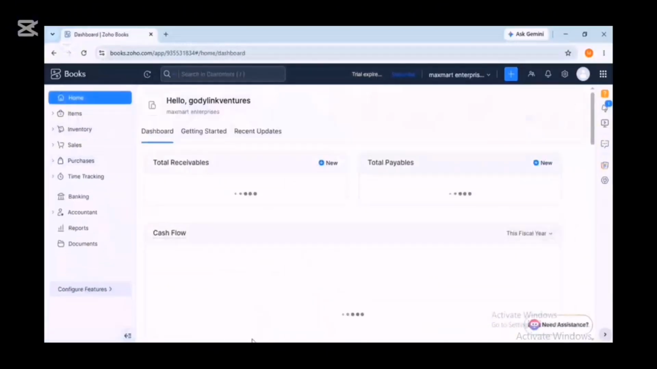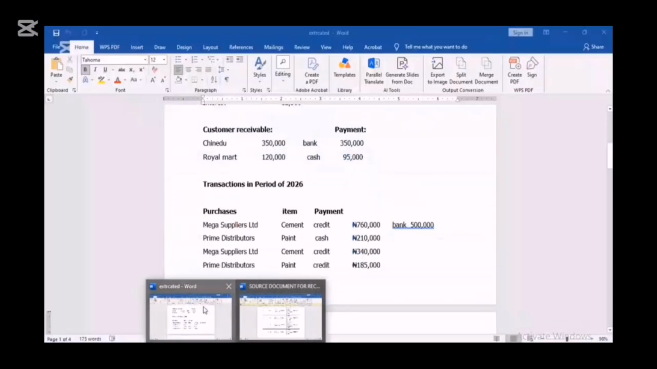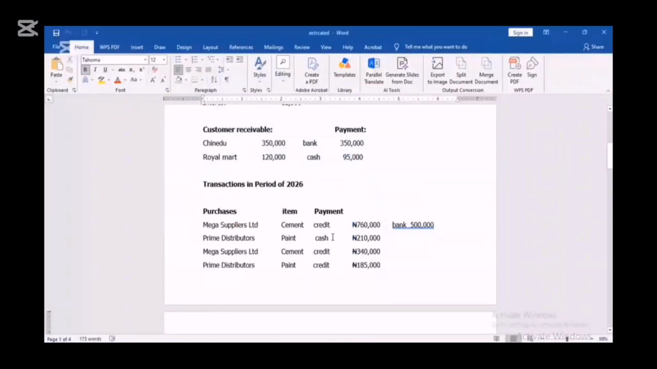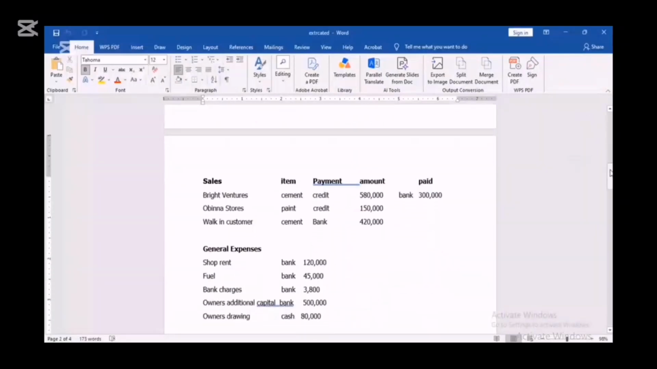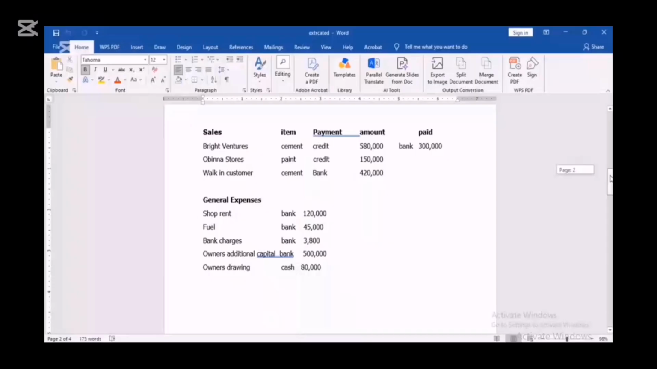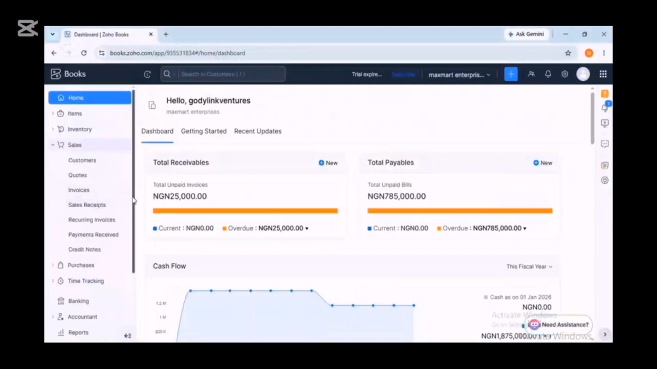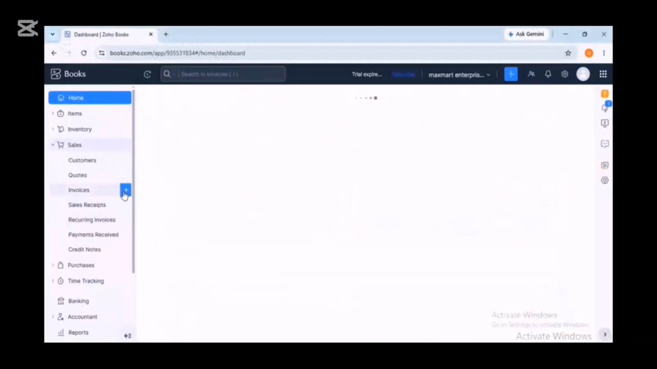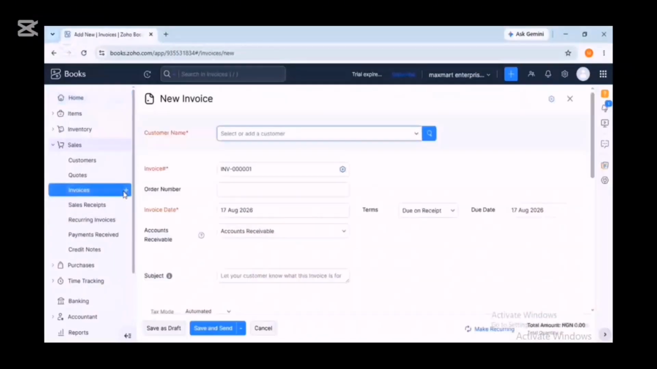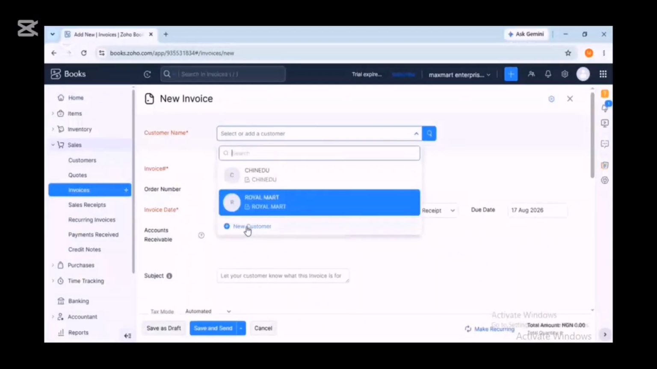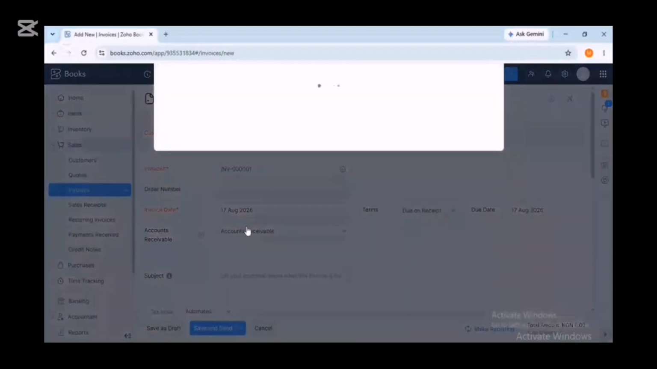Let's return to the home interface. So you see that we are done reconstructing the purchases. The Mega Supplier and Prime Distributor are the vendors for the business. So next are sales. As you can see, we have Bright Venture. These are transactions for this particular period. First of all, we have to establish those customers, the ones that are not registered. Let's select customer. None of them are registered yet, except for the balances.